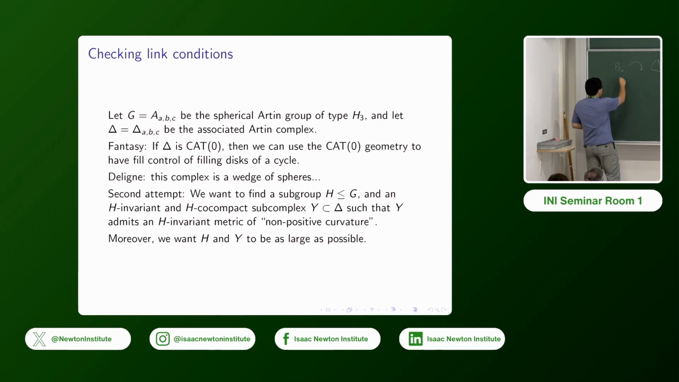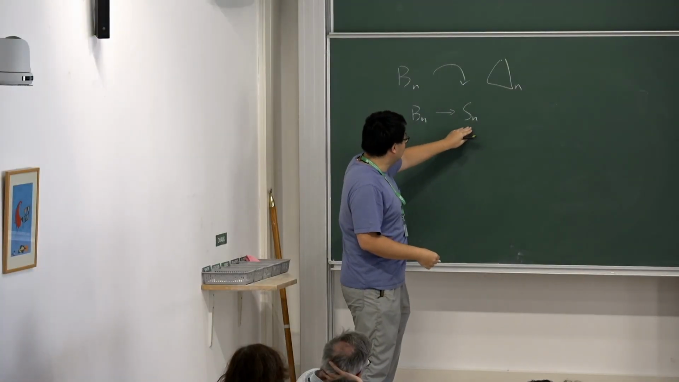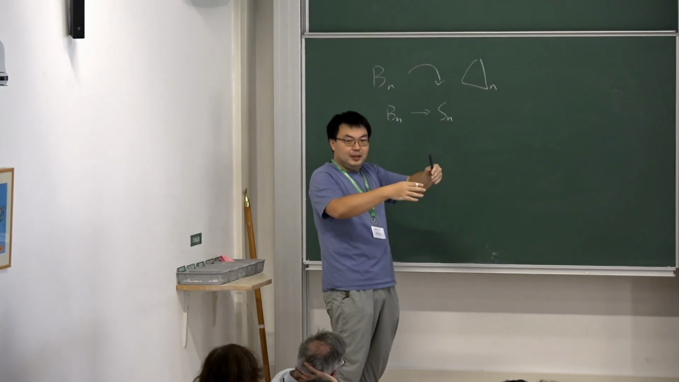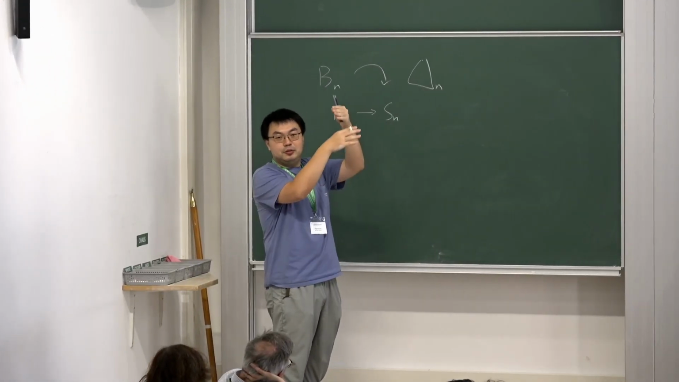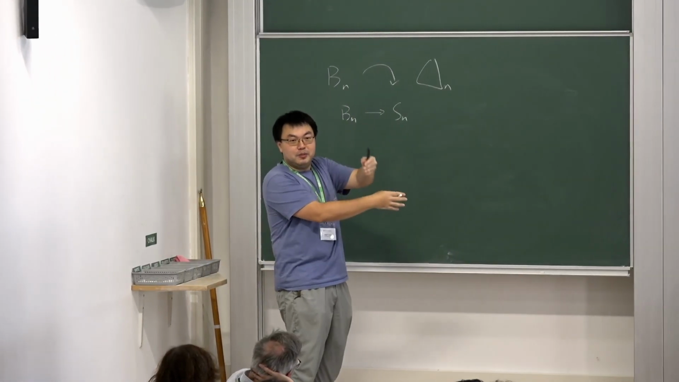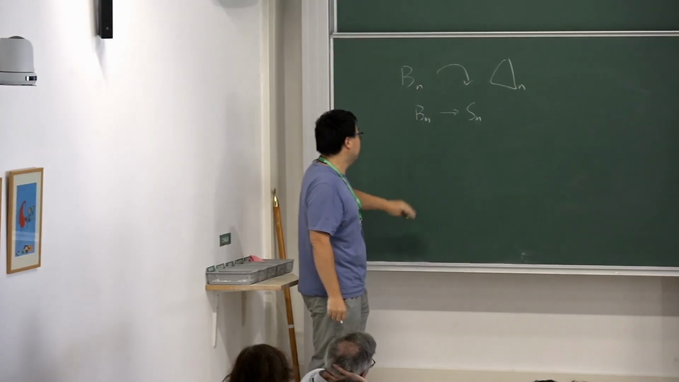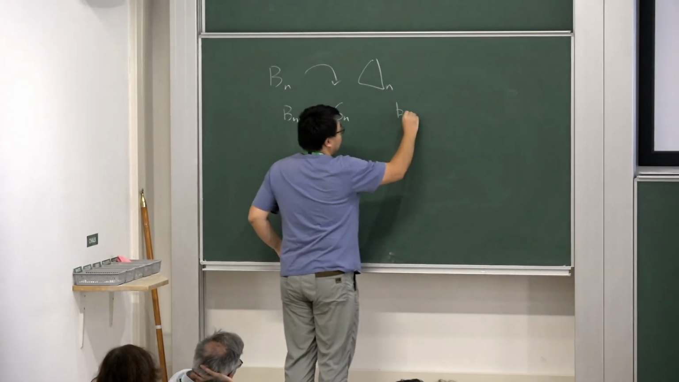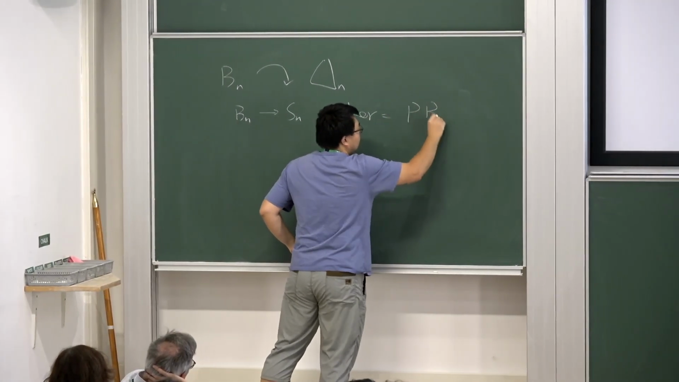So the pure braid group: from the definition we know that every braid group maps to a symmetric group. The homomorphism comes from looking at the permutation induced by the braid. The braid is going to permute the strands. That's the homomorphism, and the kernel is what we call the pure braid group.